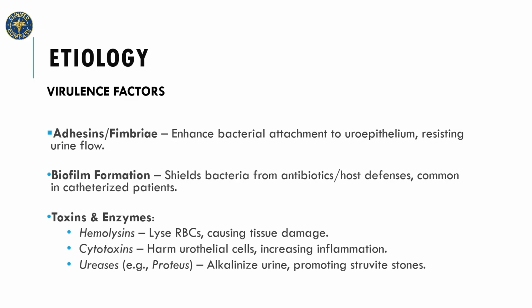Bacteria use several strategies to cause UTIs. These are the virulence factors. One is adhesins and fimbriae. These help them to stick to the urinary lining, resisting the flushing action of urine. Biofilms protect them from antibiotics and the immune system, especially in catheter users. They also release toxins like hemolysin, which damages the tissues, and cytotoxin, which inflames the bladder lining. Lastly, urease enzymes, especially from Proteus, make urine more alkaline, leading to stone formation. These factors make UTIs harder to clear and more likely to recur.